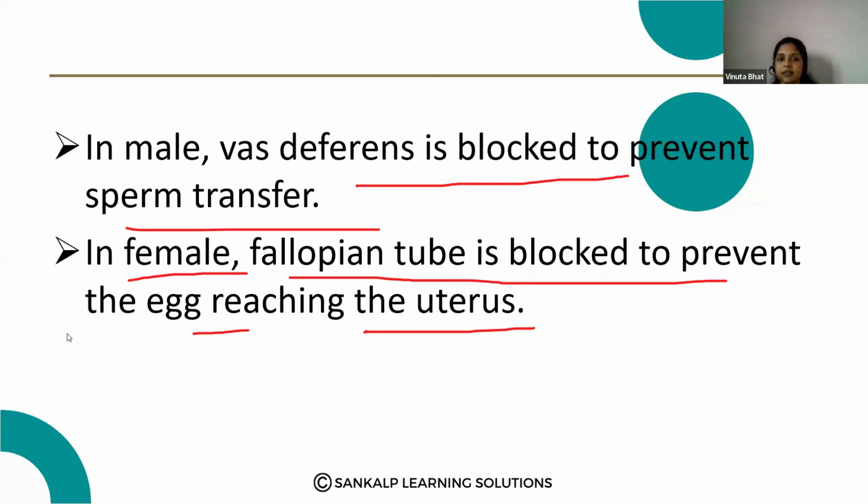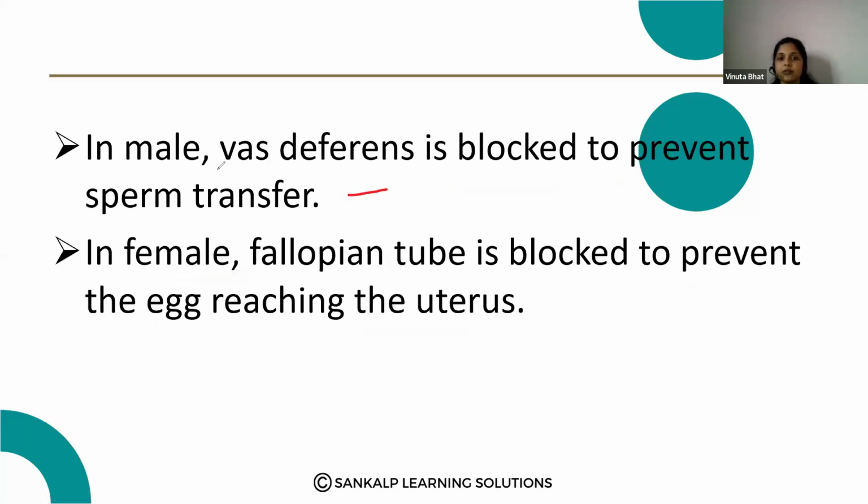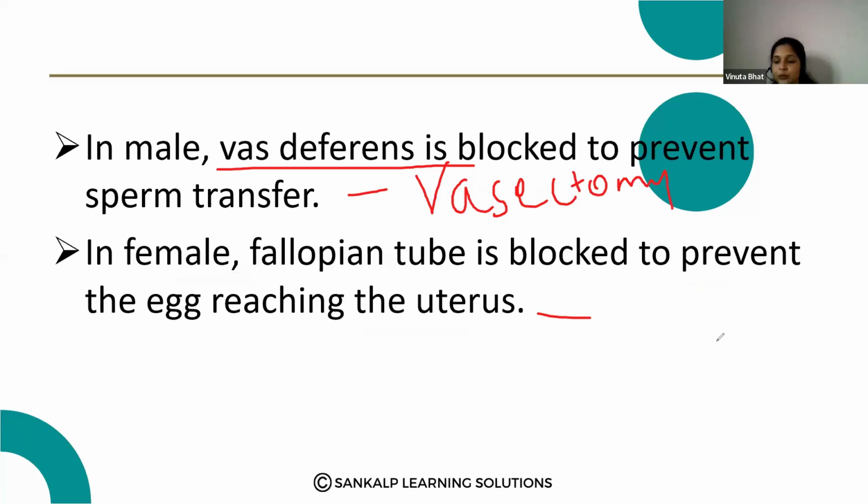So here there is a word. When the vas deferens is blocked, that is called vasectomy. Vasectomy, you can note down for your knowledge. And where the fallopian tube is blocked, it is called tubectomy. Vasectomy, tubectomy.